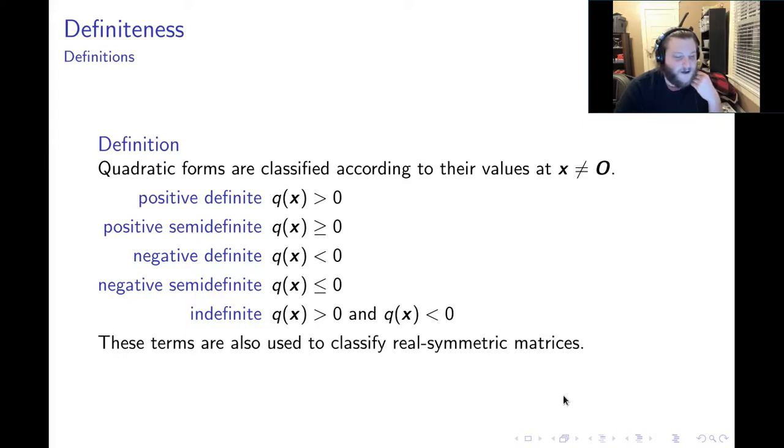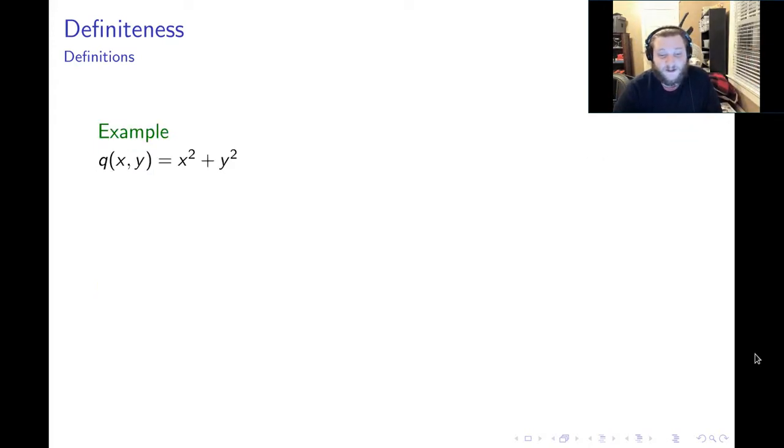Great. So these terms are also used to classify real symmetric matrices. A quadratic form is represented by a real symmetric matrix, so whatever definiteness that quadratic form has is the definiteness that we say the symmetric matrix has. Let's look at some examples.